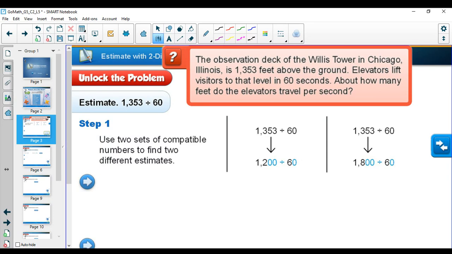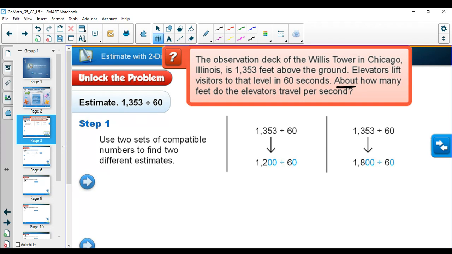So our first problem here talks about the observation deck of the Willis Tower in Chicago. It says that it's 1,353 feet above the ground. Elevators lift visitors to that level in 60 seconds, which is crazy to think that they go up that quickly. About how many feet do the elevators travel per second? So here we see the word about, and whenever we see about, we should be thinking they're not looking for the specific exact answer. They just want a general ballpark idea, which means that we're going to be estimating.